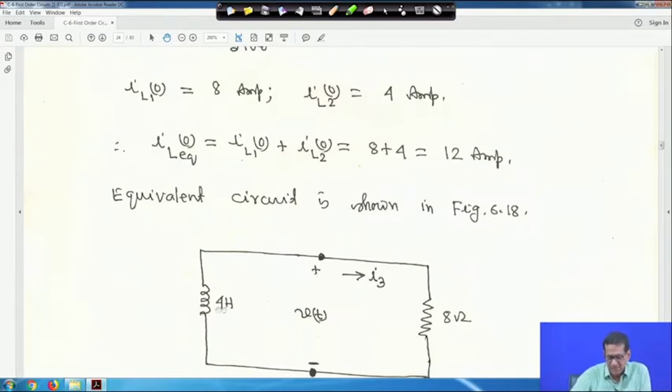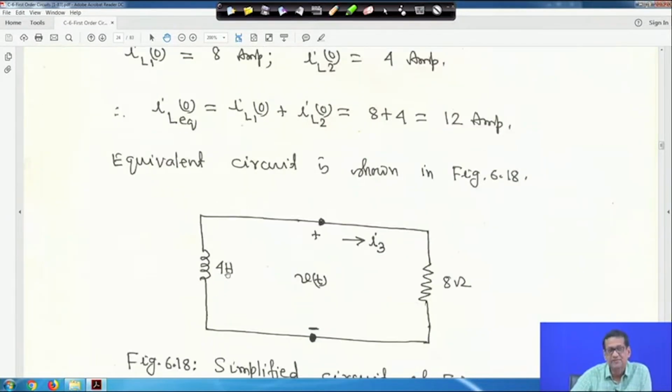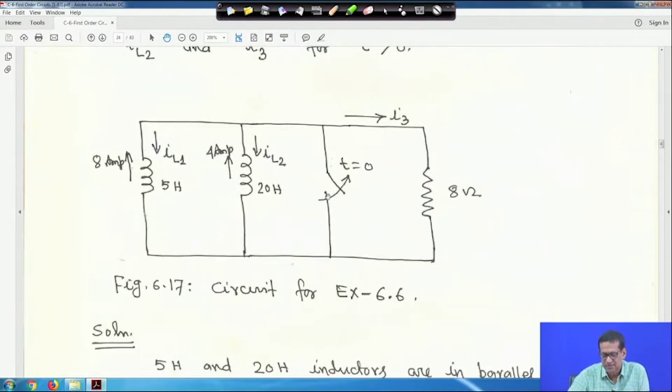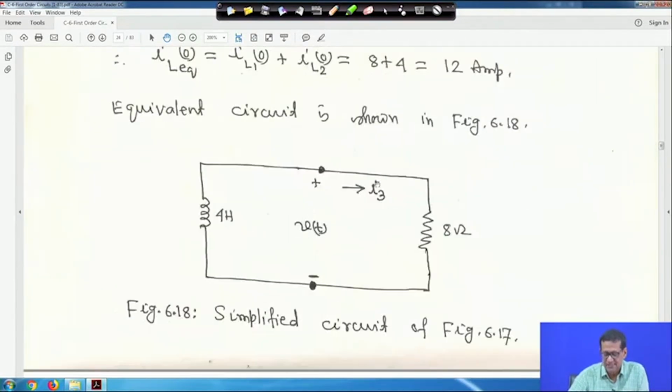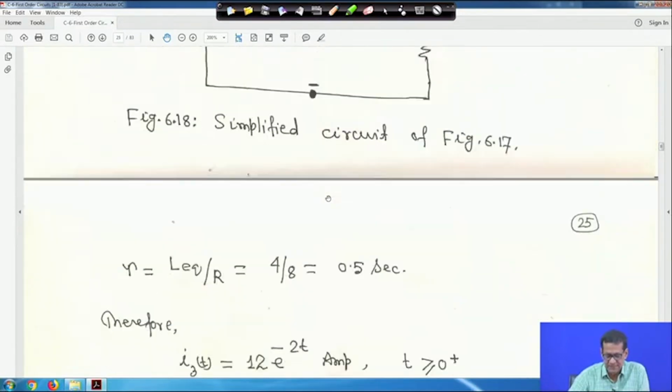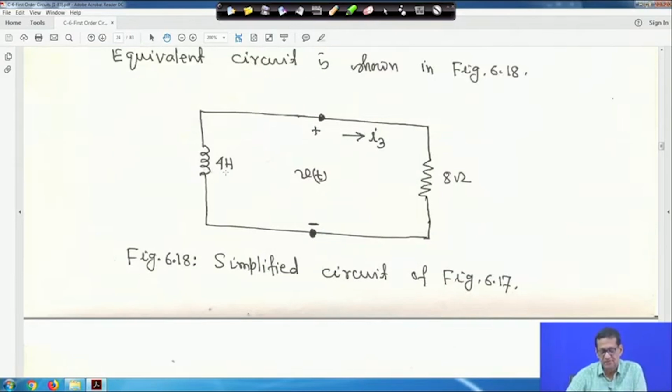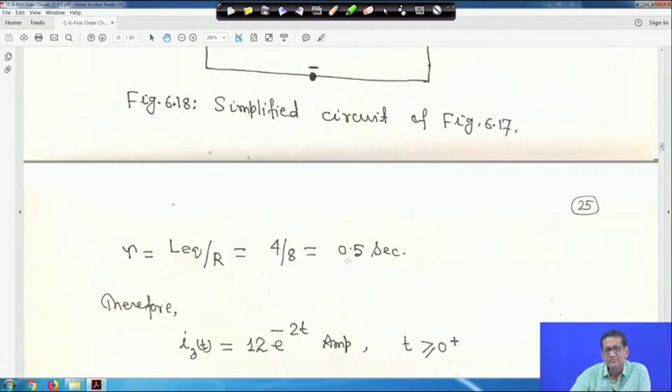So the parallel equivalent inductance is 4 Henry. This is the voltage v(t) we have taken, and this is the current I3. As soon as the switch is open, we take these two inductors as the parallel equivalent, with the current I3, and this is the 8 ohm resistance. So this is the equivalent circuit. Now, tau is equal to LEQ upon R. LEQ is 4 Henry and R is 8 ohm, so 4 by 8 is 0.5 second. So tau is equal to 0.5 second.